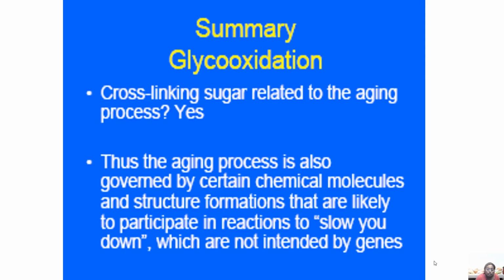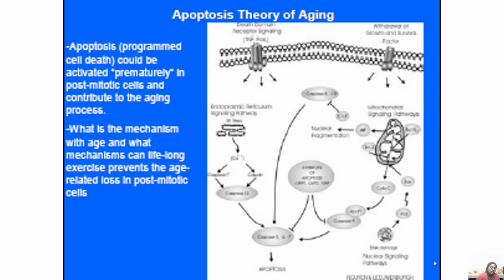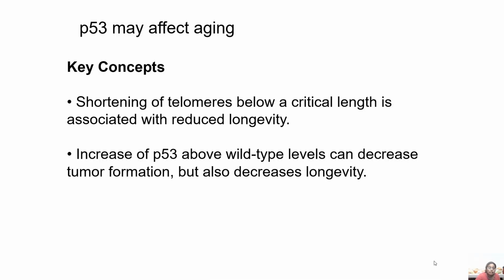Now, cross-linking of sugars related to the aging process. Yes, the aging process is also governed by certain chemical molecules and formations that are likely to participate in reactions that slow you down, which are not intended by genes. Now, what is the apoptosis theory of aging? Apoptosis could be activated prematurely in most mitotic cells and contribute to the aging process. What is the mechanism with age, and what mechanisms can lifelong exercise prevent age-related loss in post-mitotic cells?